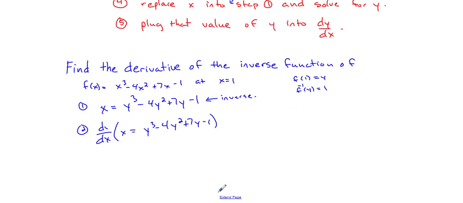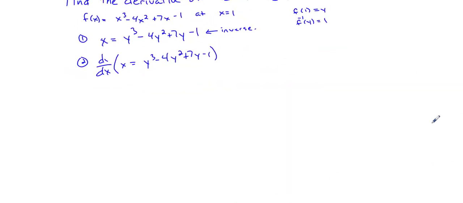Okay, the derivative of x with respect to x is just 1. Implicitly, on the right side, the derivative of y cubed with respect to x, the variables don't match, so it would be 3y squared dy/dx. And again, we could just say y prime. Then minus 8y dy/dx, plus 7 dy/dx, plus 0 dy/dx, but that's 0.